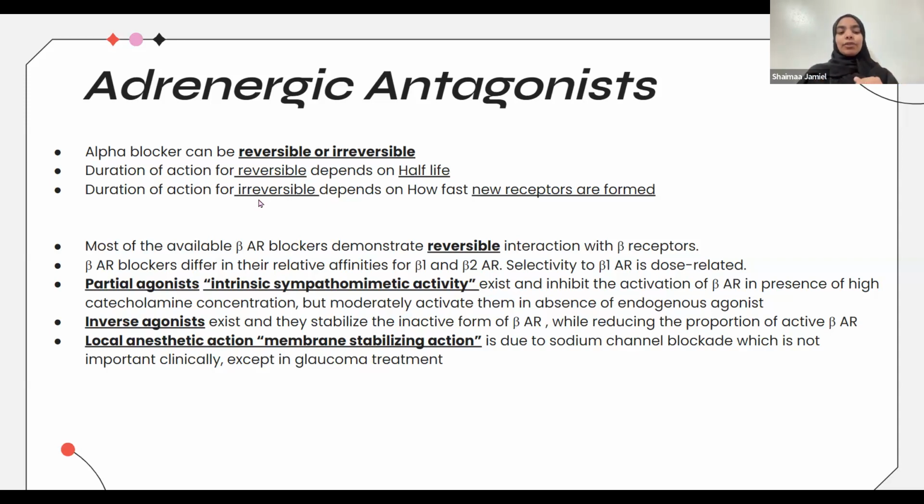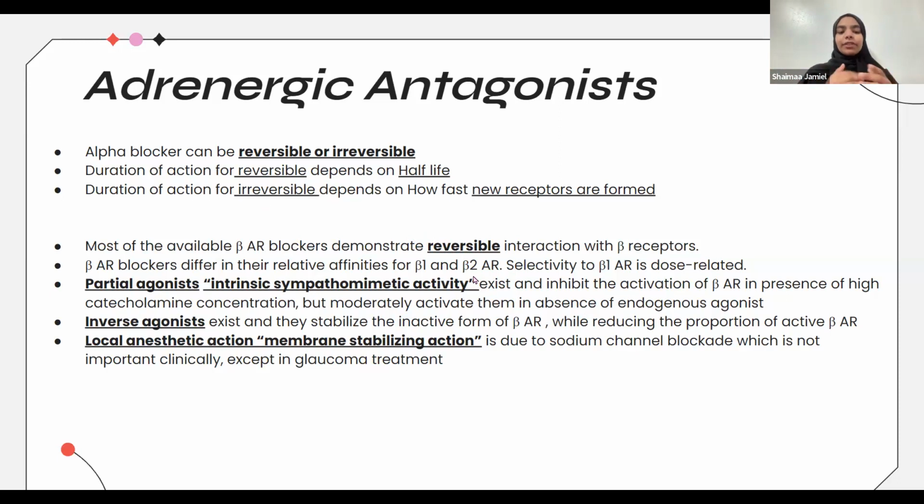So as for the beta blockers, most of them are reversible, okay? And also most of them don't have much of a selectivity. Yes, they say that this is a selective beta antagonist or blocker. However, if you increase the dose, it's going to start affecting beta 2, for example. If you're putting selective beta 1 and you increase the dose, it's going to affect beta 2, okay?